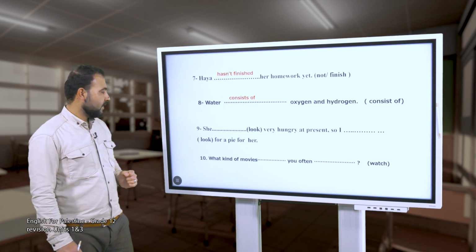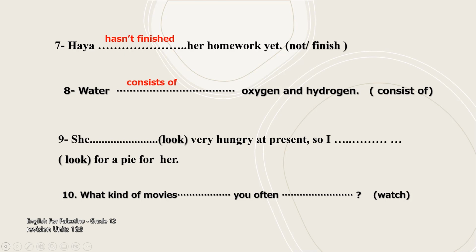Sentence number 9. She look very hungry at present, so I look for a pie for her. She looks very hungry. She seems very hungry at present, so I am looking for a pie for her. I am searching, I am looking. Sentence number 10. What kind of movies you often watch? What kind of movies do you often watch? It's a question about present simple tense.